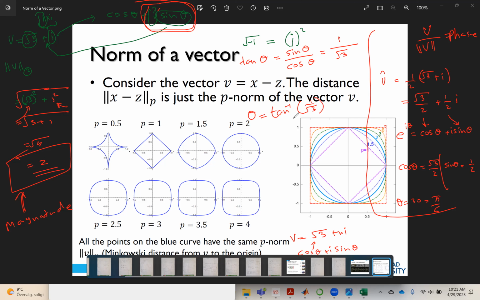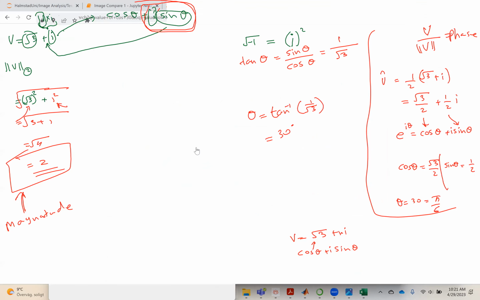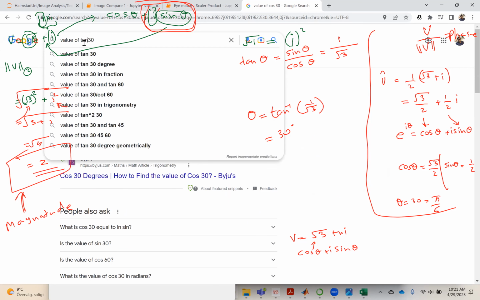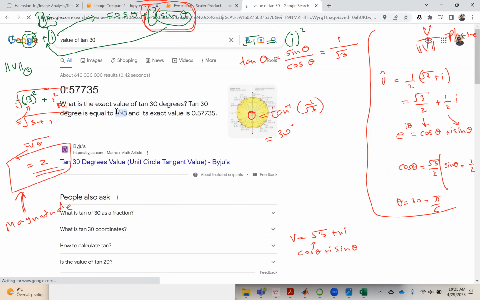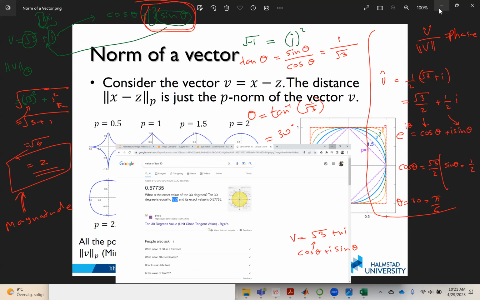By the way, the answer is 30. We can just Google tan 30 and see. If you don't trust me, I need to show it, right? See, we get the exact same answer.